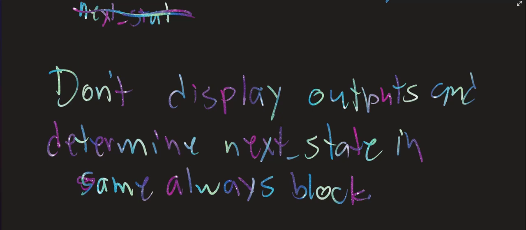My favorite way to do it, that works for me the best, and it's what I usually do, is in my one always block, I determine next state and next output. And then in my second always block, I go to the next state and I go to the next output. And that tends to work.